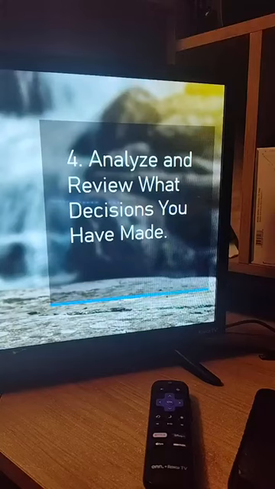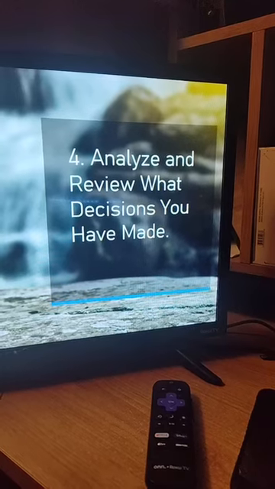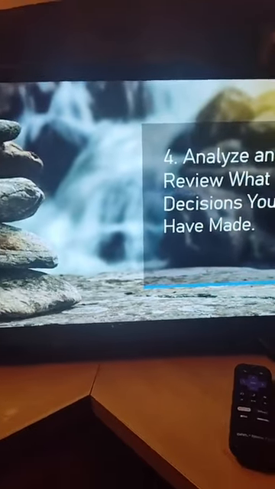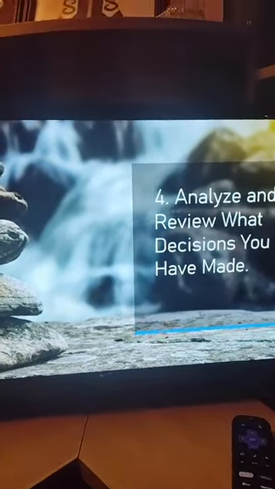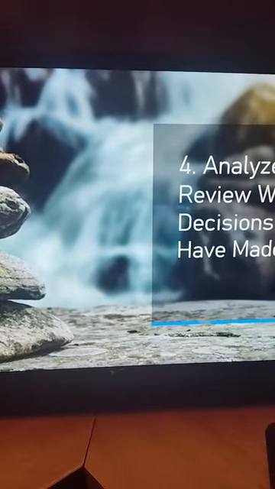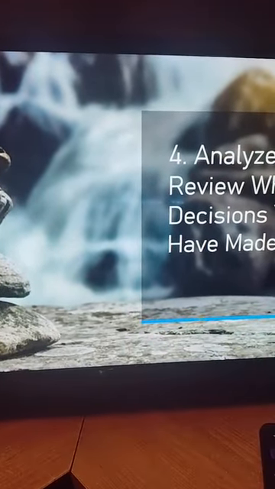And so by analyzing and reviewing what decisions you have made is going to help you to make even more heart thought decisions that are going to make you feel that you were worth it, that, hey, I did this. It was my decision. I did it. I can't take it back.